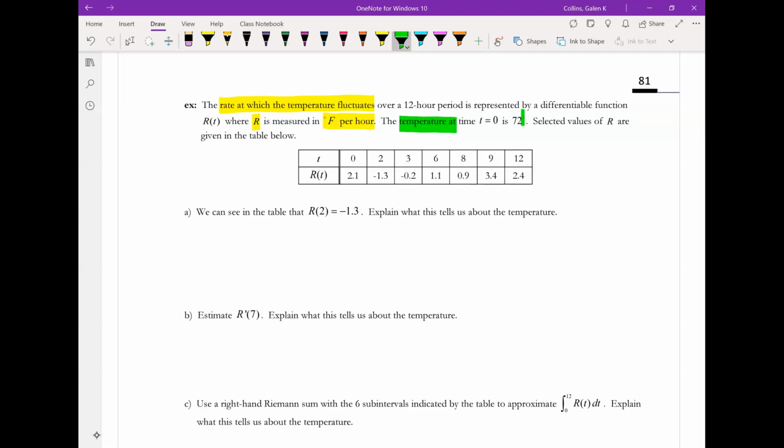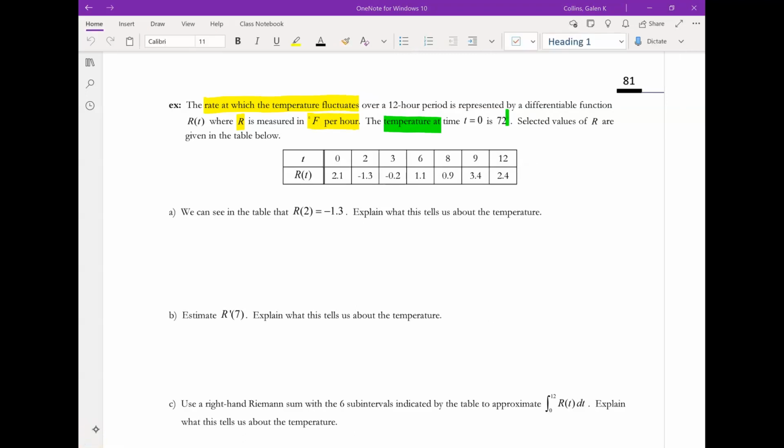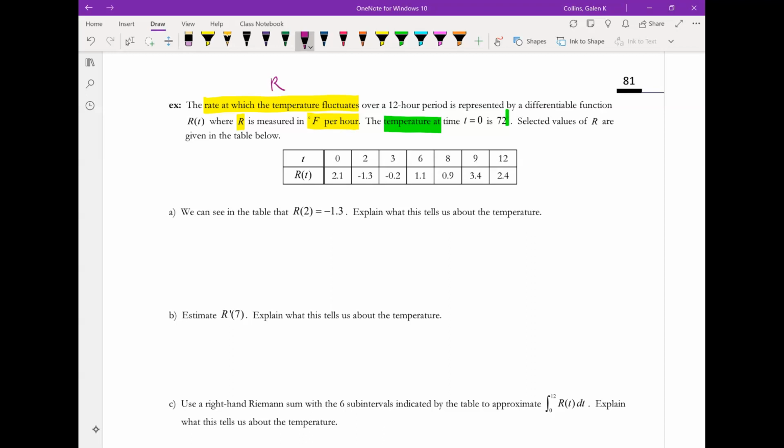And then we are told that the temperature at time t equals 0 is 72. So just be careful. This is not r of 0. This is some other variable that represents the temperature. In part A, we can see in the table that r of 2 equals negative 1.3. Explain what that tells us about the temperature. So when we answer in context, remember that r is the rate at which the temperature fluctuates, and t is a time.